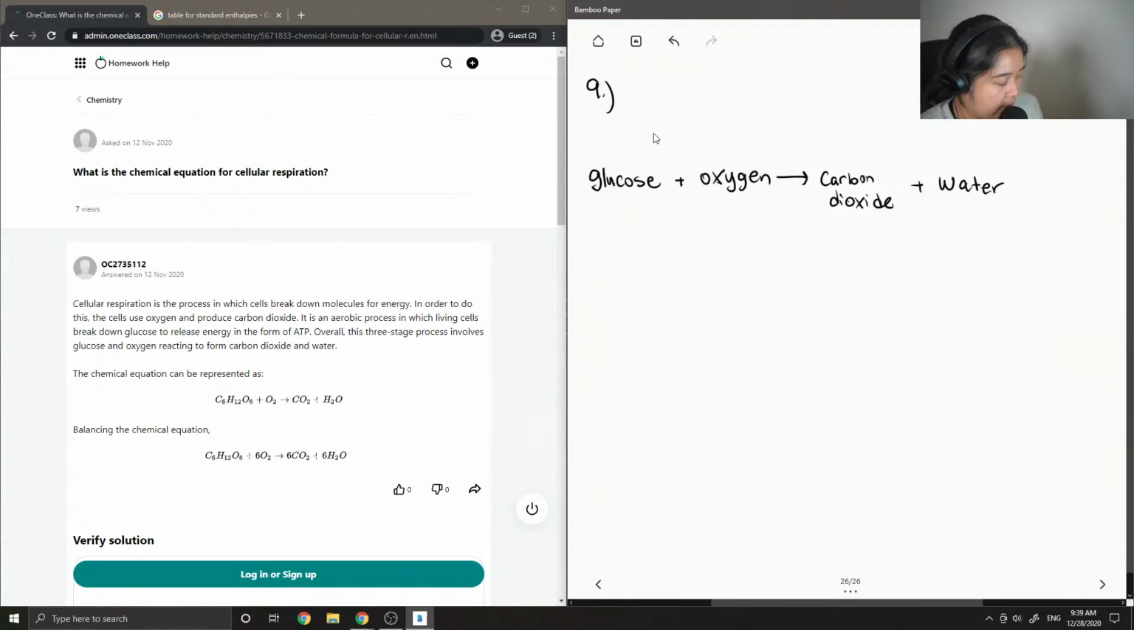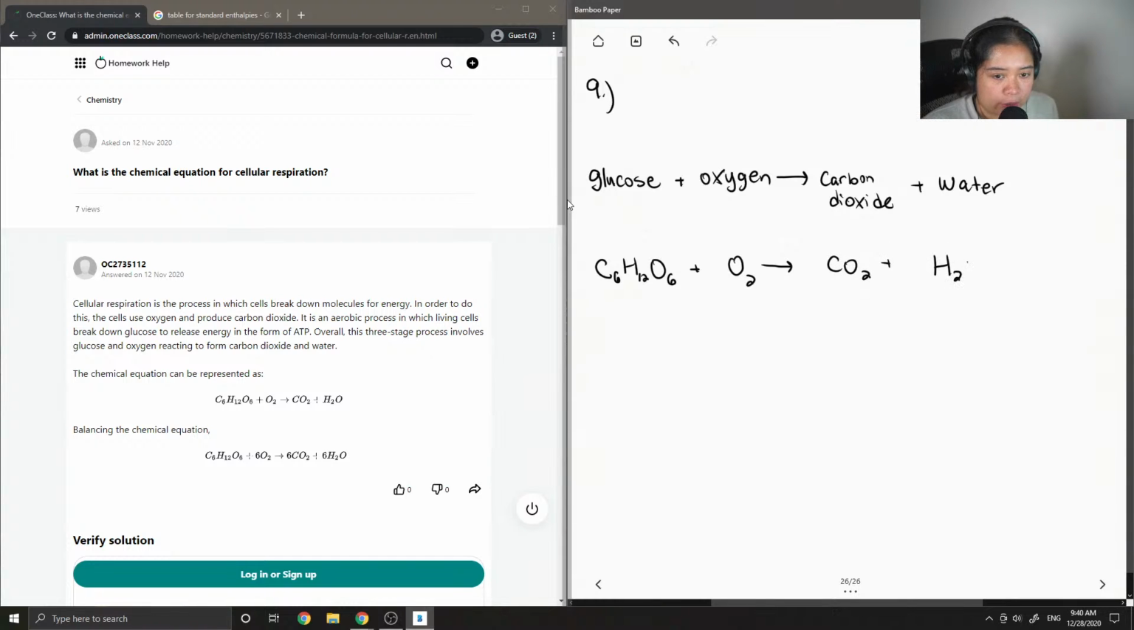Okay, so now I'll just sub in the chemical formula. So the chemical name for glucose, C6H12O6. Oxygen is O2. Carbon dioxide, CO2. And water is H2O.